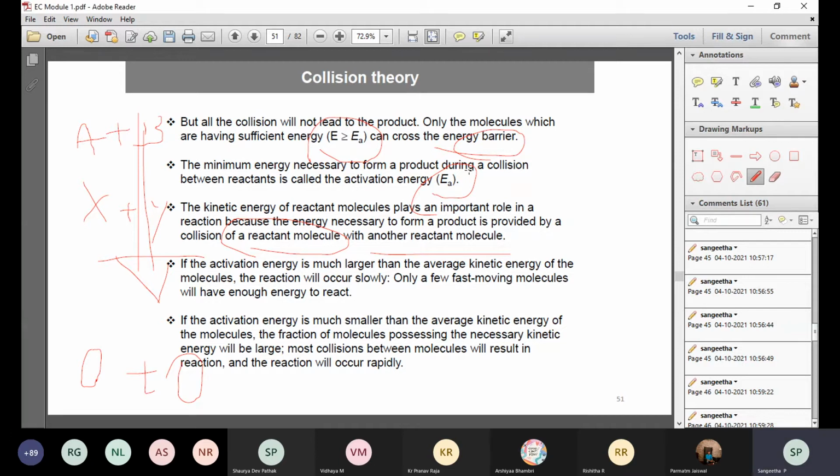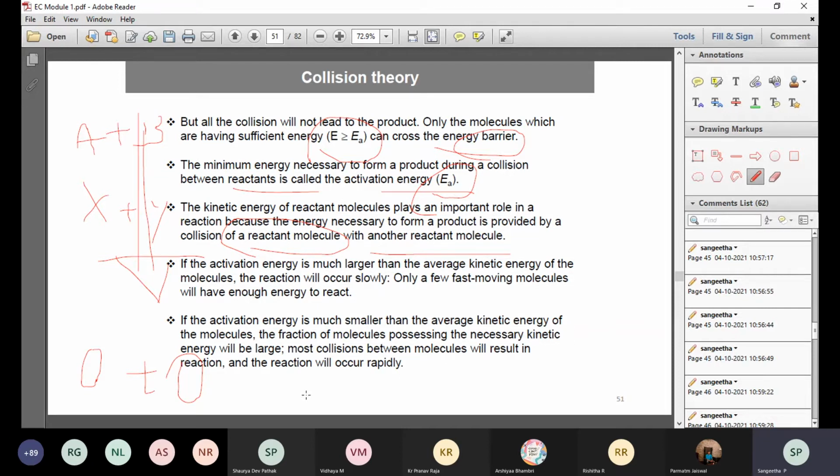The minimum energy necessary to form the product during a collision between the reactants is called the activation energy. The kinetic energy of the reactant molecules plays an important role in the reaction because the energy necessary to form a product is provided by a collision of a reactant molecule with another reactant molecule. If the activation energy is much larger than the average kinetic energy of the molecules, the reaction will occur slowly. Only a few fast moving molecules will have enough energy to react. Now, if the activation energy is much smaller than the average kinetic energy of the molecules, the fraction of molecules possessing the necessary kinetic energy will be quite large.